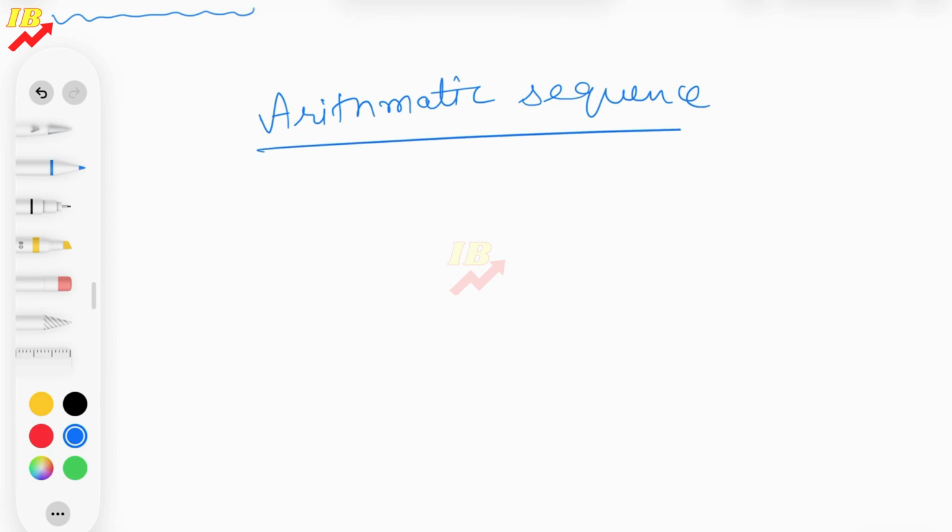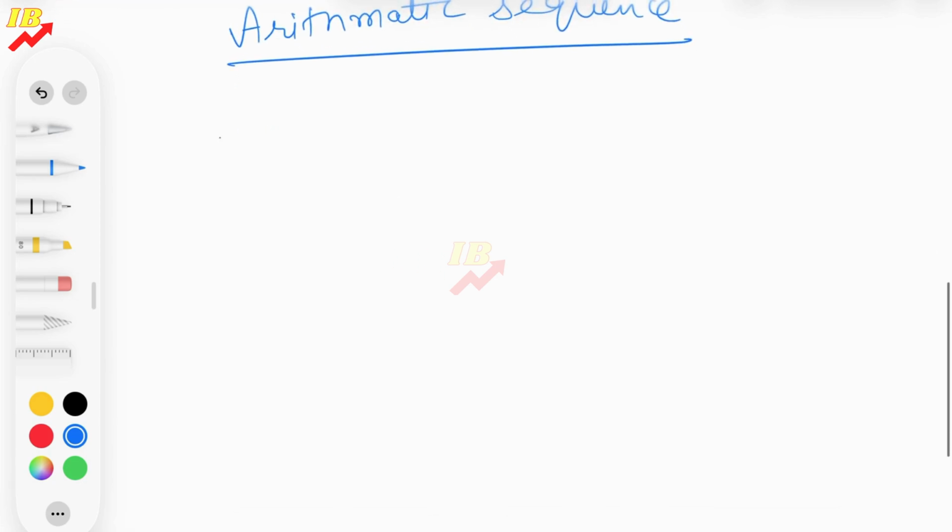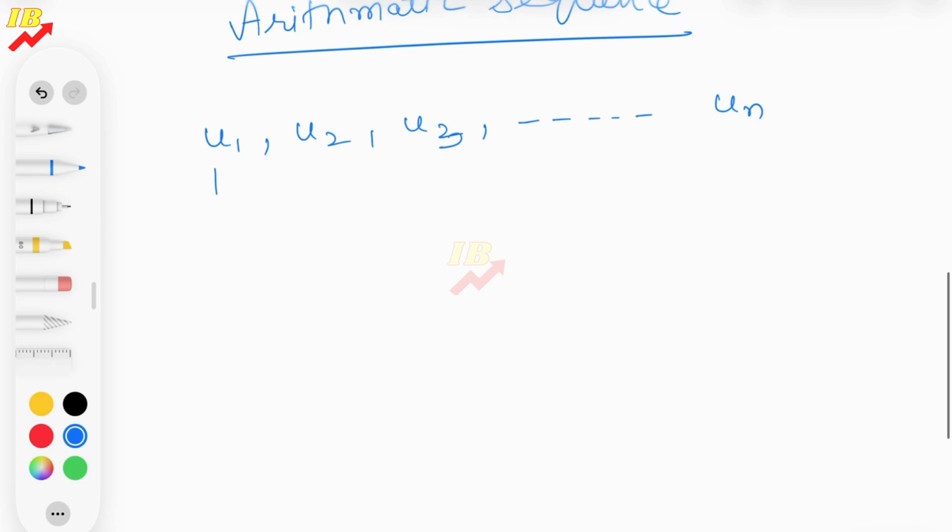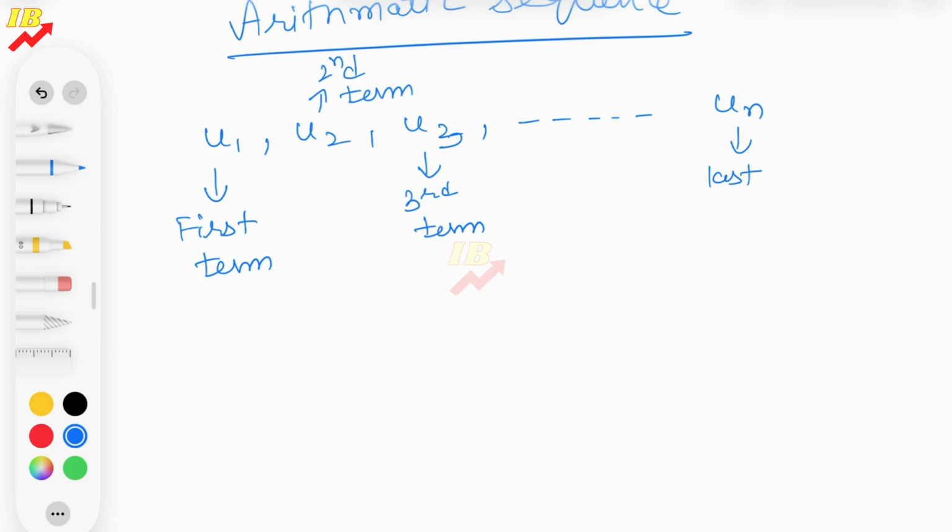Whenever we say that, suppose something is given in this format, U1, U2, U3, and so on till UN, right? What does that mean? If a sequence is given to you, according to the sequence, the first term is denoted with U1. So this is called your first term of the sequence. This one is your second term, this one is the third term, and this one is the last term of the sequence, or we also call it the nth term of the sequence.